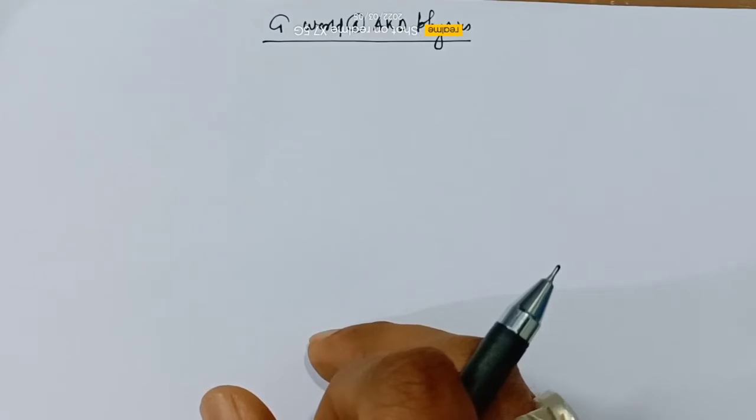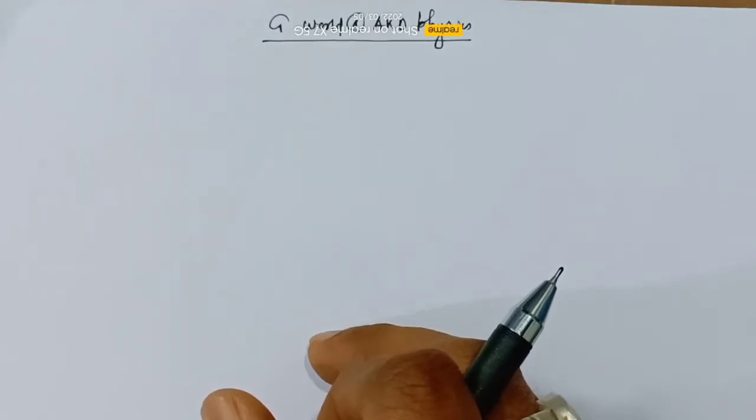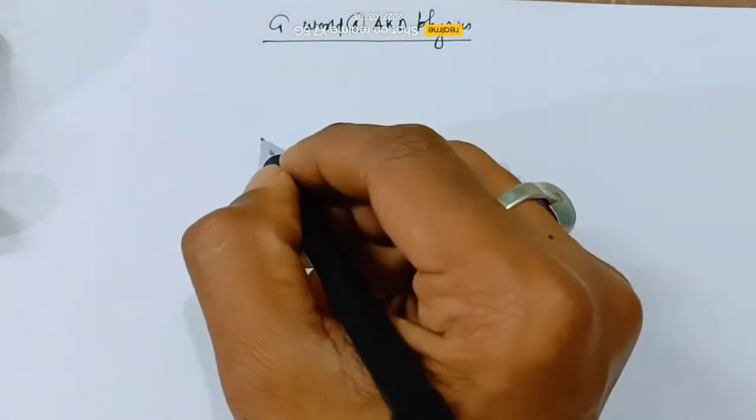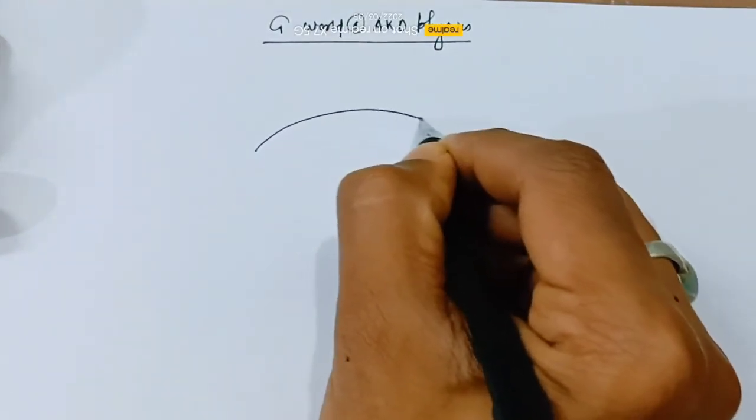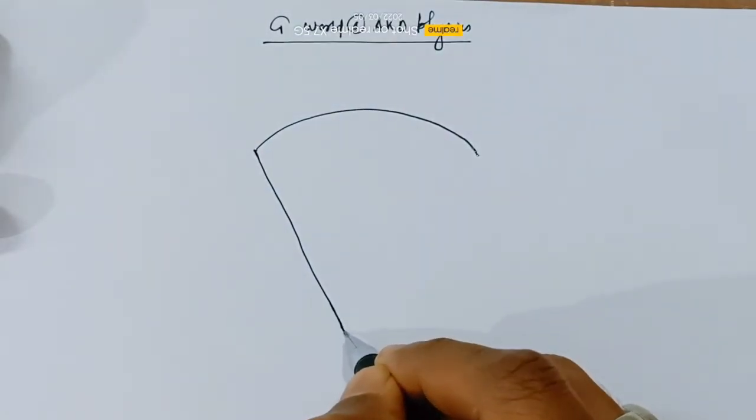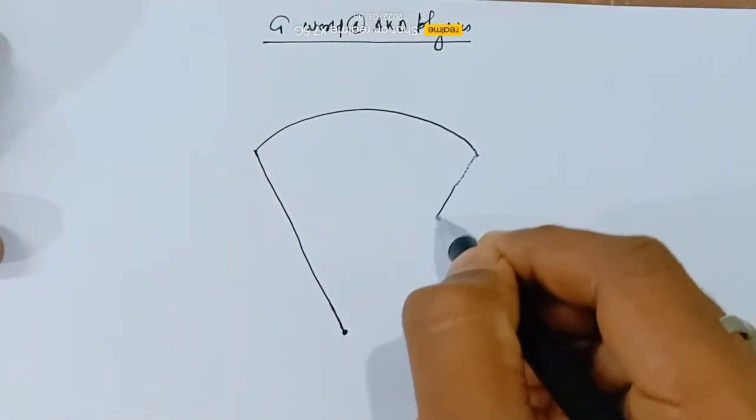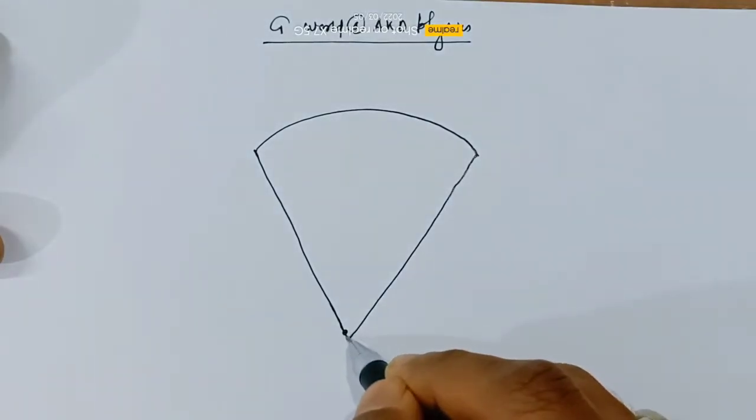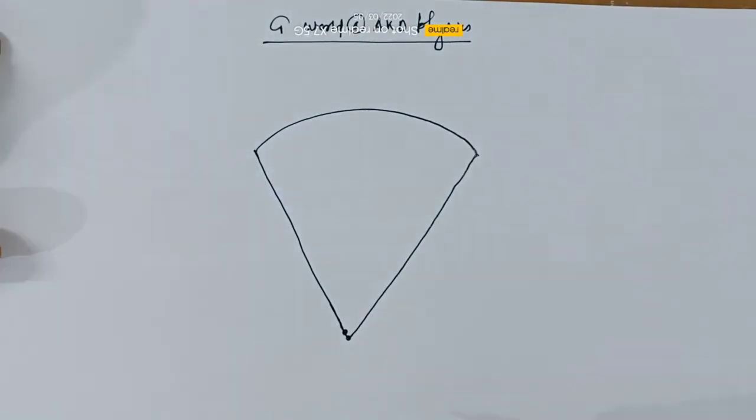Today we will discuss the electric field at the center of a uniform circular arc. I will consider a circular arc, and this is exactly the center of the circular arc. I'll simply try to draw this. Yes, this is exactly the center of the circular arc.